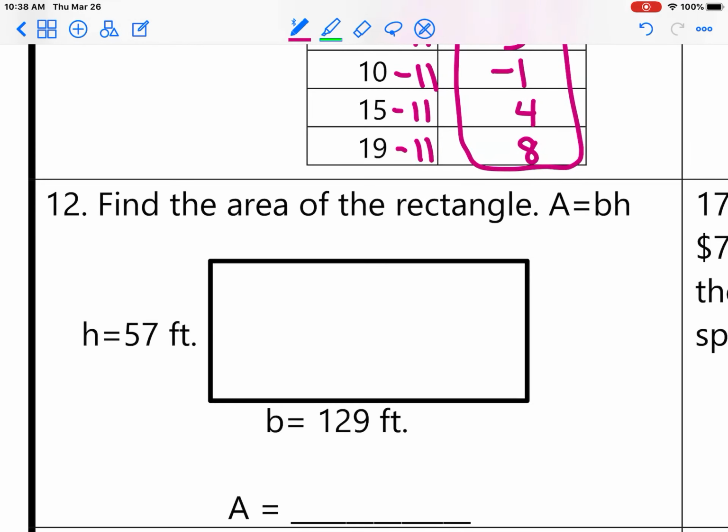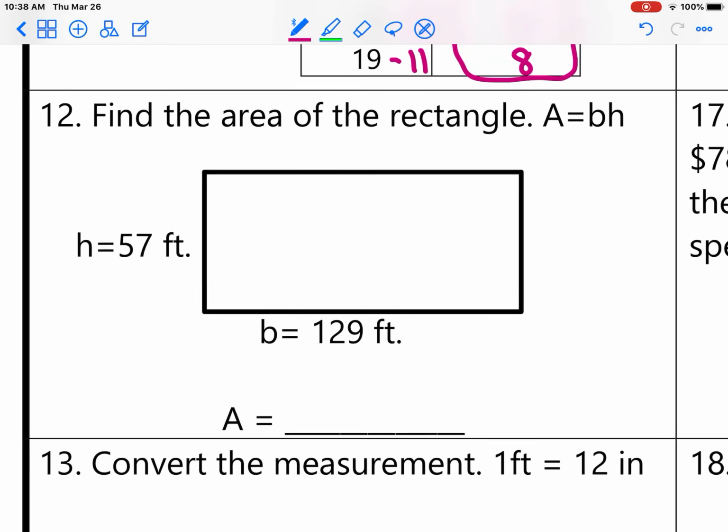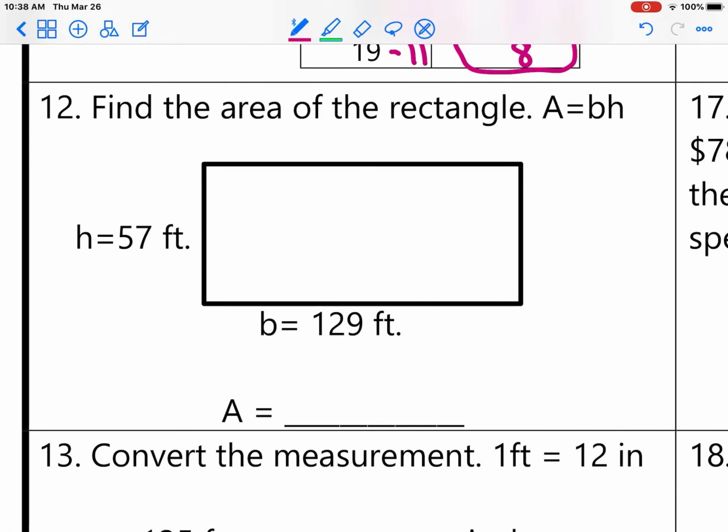All right, guys, if you need help with that, email me. Number 12, find the area of the rectangle. And I gave you the formula for finding area of a rectangle. It's area equals base times height. Here's the base, here's the height. So we multiply those two numbers to find the area of the rectangle.